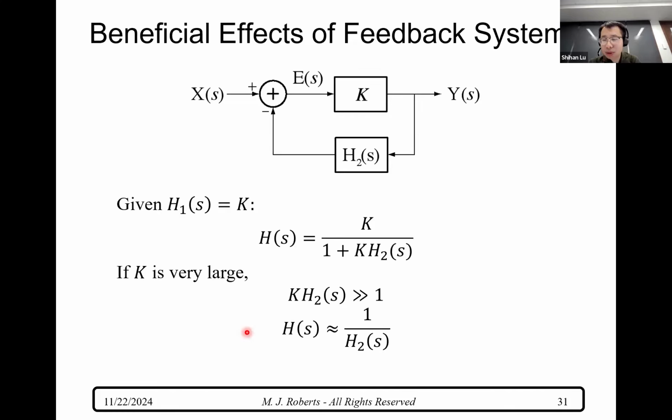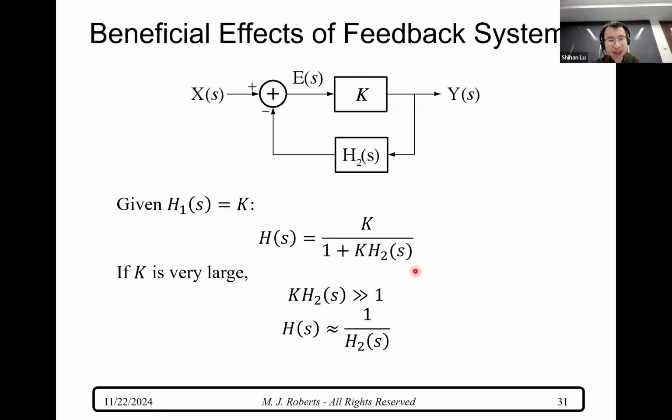We define the forward path of the system response only as k, which is simply a linear proportional amplification, right? And then the feedback is H2 of S. If you write down the overall system transfer function, H of S is in this form: k over 1 plus k times H2 of S.